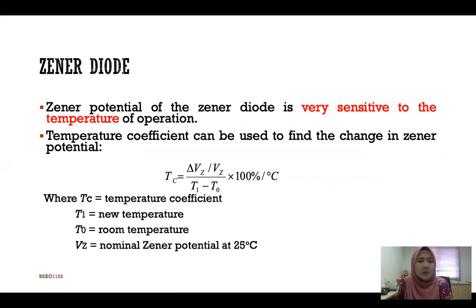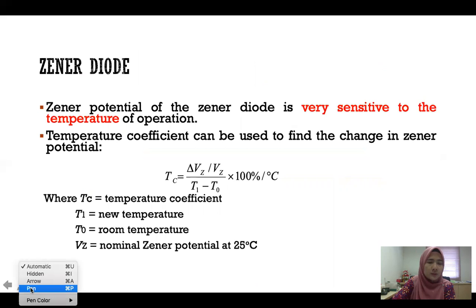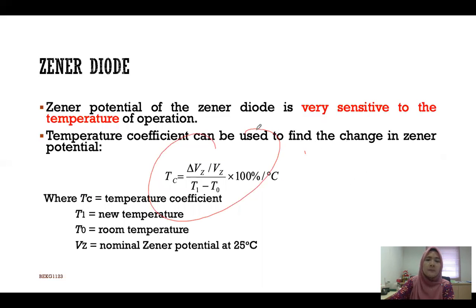So the Zener potential of the Zener diode is very sensitive to temperature, and this temperature coefficient can be used to find the change in Zener potential. So you have a formula over here to calculate the temperature coefficient. Where T1 is the new temperature, T0 is the room temperature, Vz is the nominal Zener potential at 25 degrees Celsius.